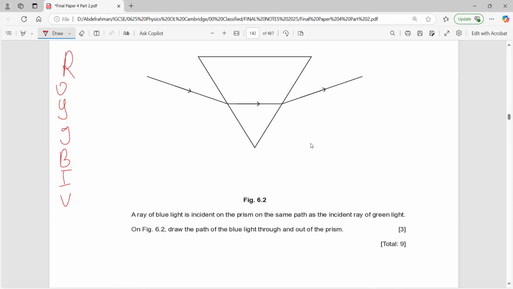Blue has a shorter wavelength. So technically it would refract more. Blue should refract more.